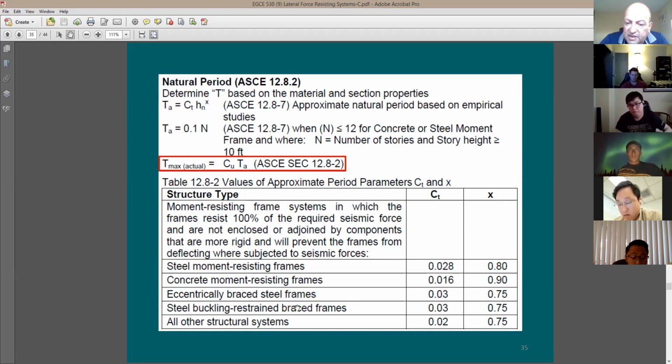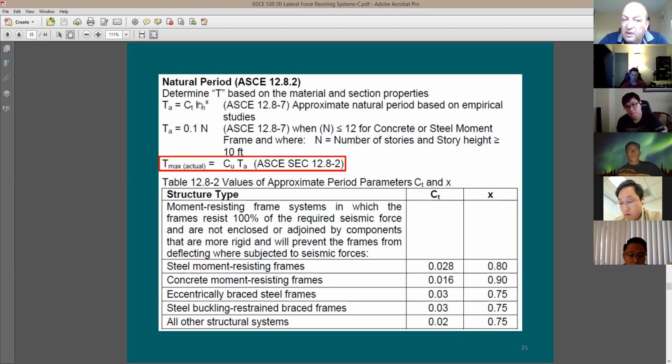Steel buckling restrained braced frame. This is like a braced frame, special braced frame, and they put it the same as the eccentric braced frame. All other structural systems are going to be 0.02 and 0.05. So this is simple. You just have the C sub T and x, and you understand what type of structure you apply in this equation.